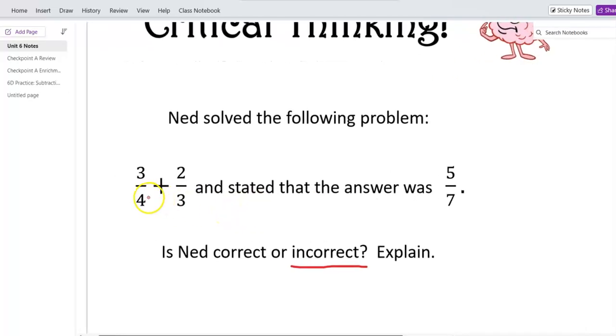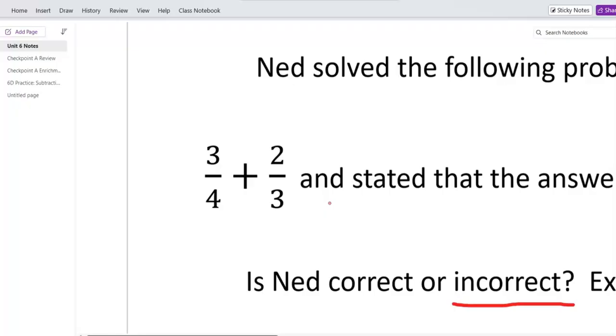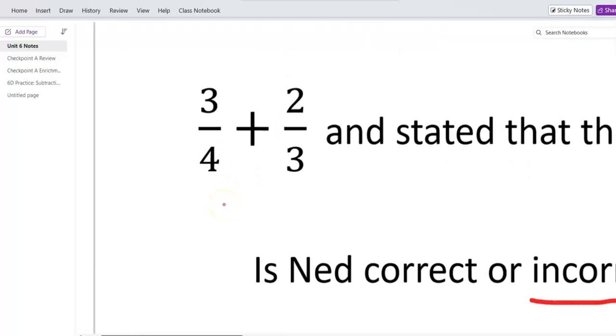What Ned did is he added the numerators, which is 3 plus 2 is 5, and then he also just added the denominators. 4 plus 3 is 7. We do not add denominators. We need to make them common, and then you keep them that way because we need to be using equal groupings. So we have a group of 4 and a group of 3. Those are not equal to each other, so we cannot just add the 3 and the 2.